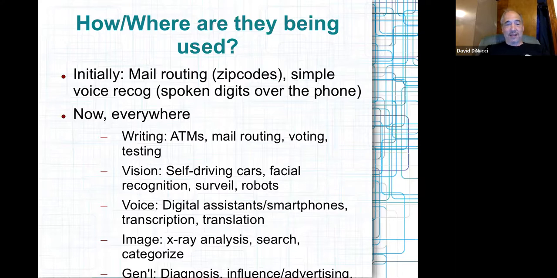Of course, voice recognition. In that same class in 1988, the research groups at Oregon Graduate Institute were trying to figure out whether they could recognize spoken digits over the phone, and of course, for credit card numbers, et cetera. And now we're talking to our phones and they're answering us.